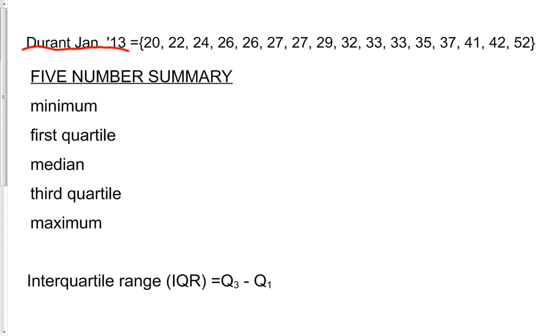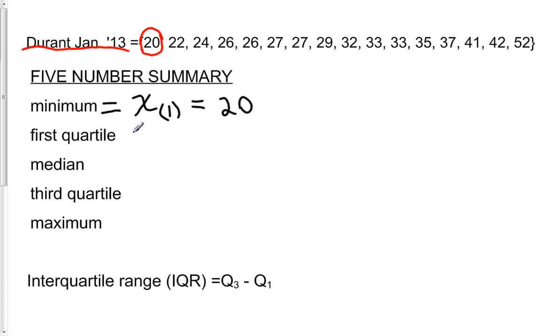So let's get started. The first of our numbers in the 5-number summary is the minimum value. Since we already have the order statistics for this data set, it's quite easy to find. The minimum value is really just the first order statistic, which is the first number in this ordered list, which is 20. So our minimum value, or the smallest scoring output, is 20. That's the first number of our 5-number summary.